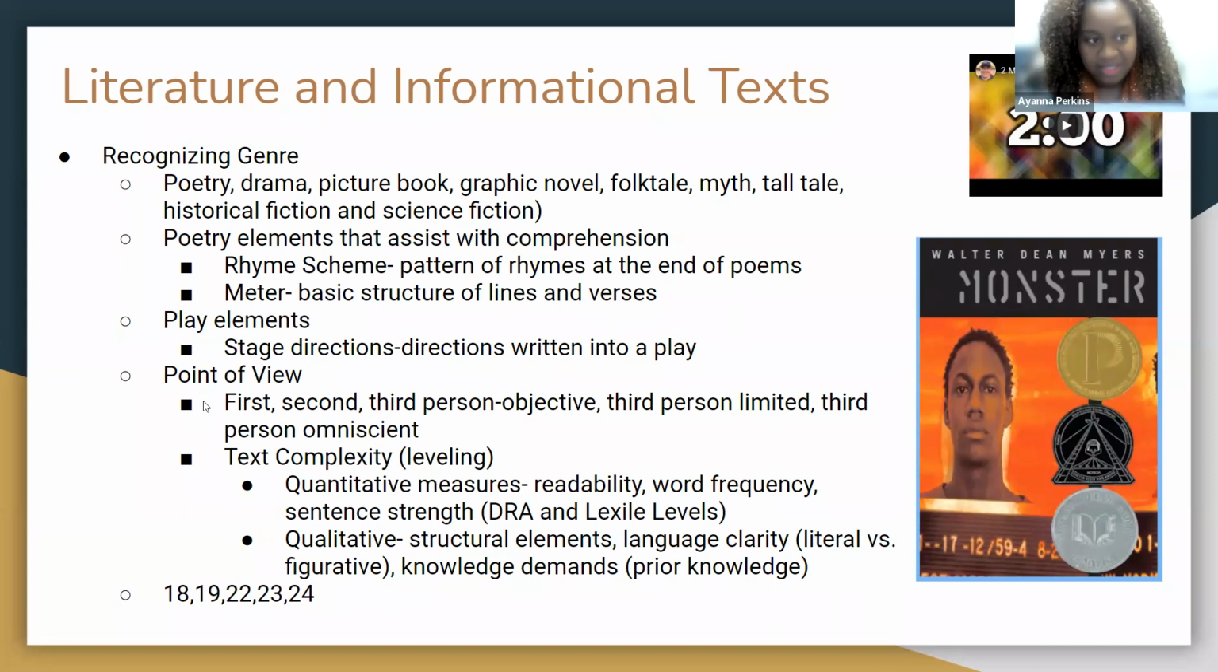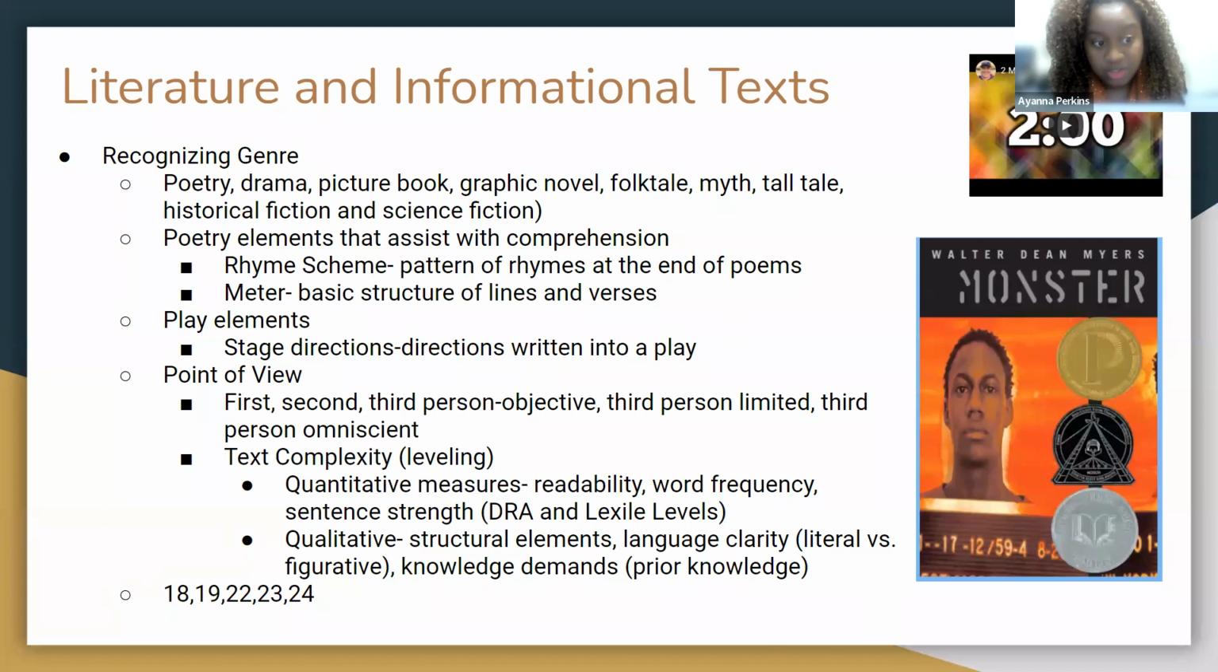So this next piece is about recognizing genre. This is another way students can uncover information. And this is typically for our older children, so maybe 3rd through 5th, but this does come up. So we have poetry, drama, picture books, novels, folk tales, myths, tall tales, historical fiction, science fiction. There's so many different genres. And based on a genre, a student can learn a lot about what a text is about.